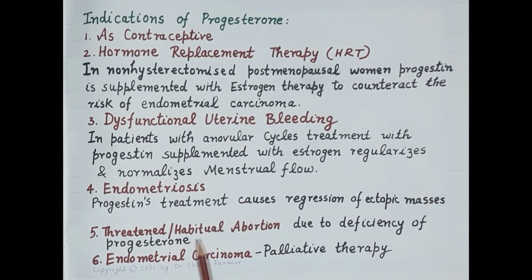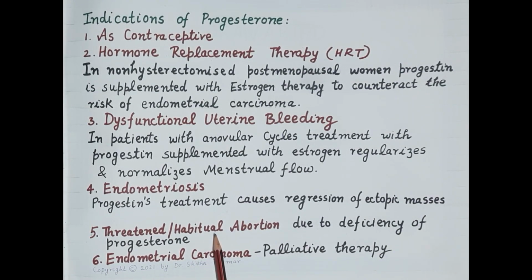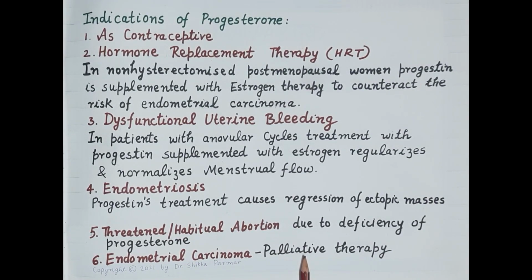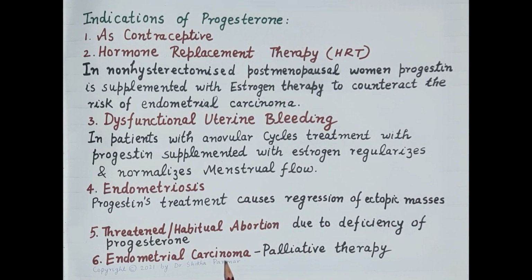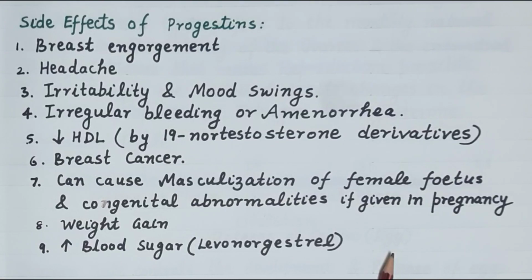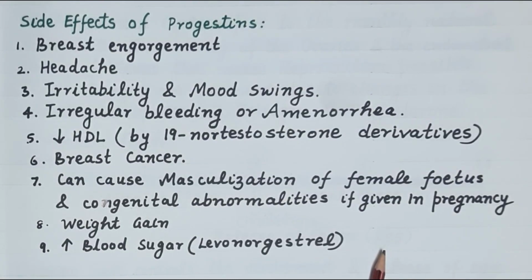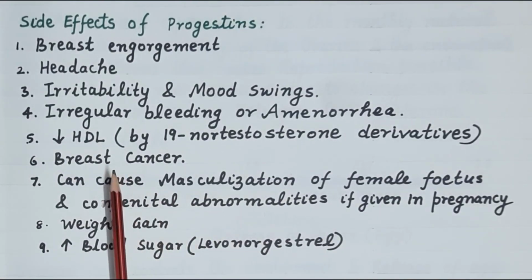Now, progestins are also useful in the treatment of threatened or habitual abortions which are caused due to the deficiency of progesterone. And apart from this, progesterone is indicated as a palliative therapy in the management of endometrial carcinoma. So these are some of the main uses of progesterone. Now let's talk about the adverse effects of progestins. Now talking about the side effects or adverse effects of progestins.